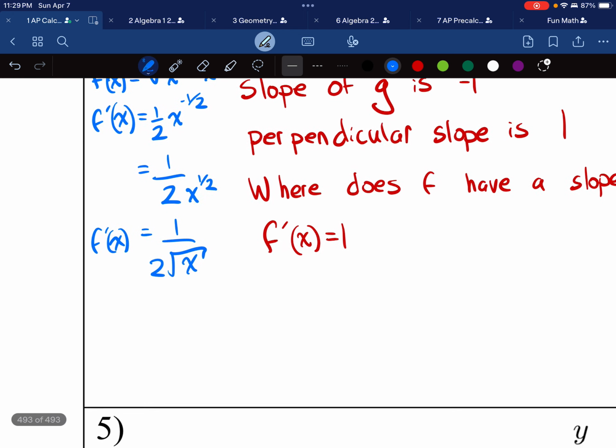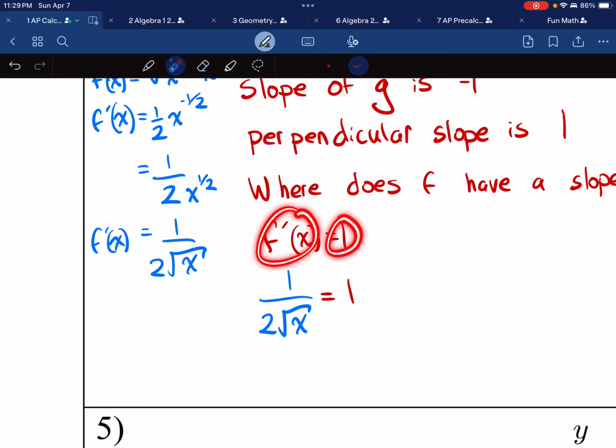If that's f prime of x, what I'm really saying here is that 1 over 2 square root of x has to be equal to 1. That's what I just said here. F prime of x is equal to 1. This is f prime of x, which needs to be equal to 1.